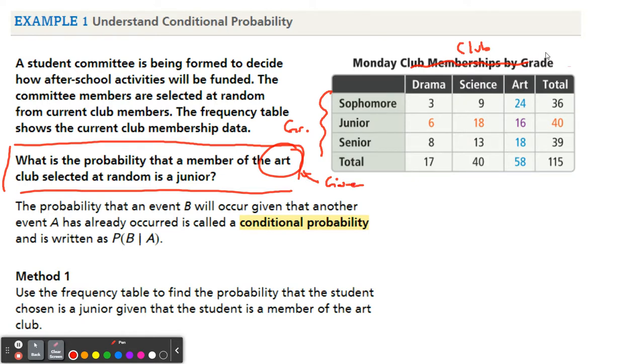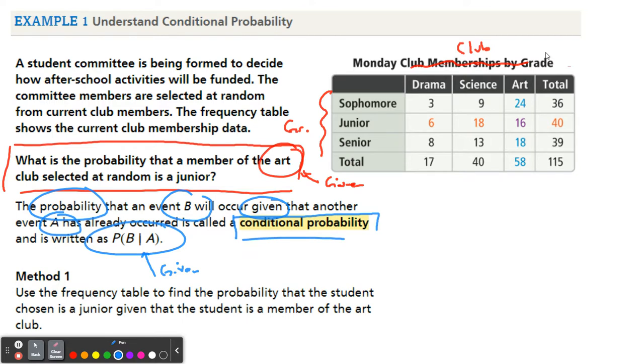So we are looking for the probability that an event B will occur given that another event A has already occurred. Given that A has already occurred. Probability of B given A has occurred. This is called conditional probability. It is written like this. Probability of B given A.